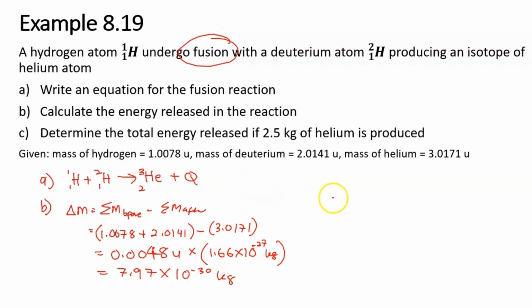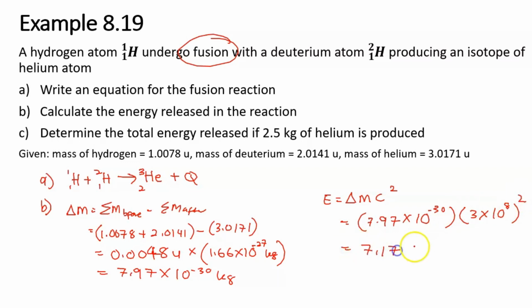Then we can find the E, energy release. So E equals delta M c square. Delta M is 7.97 exponent negative 30, and then times 3 exponent 8 squared. There you get 7.17 exponent negative 13 joule.